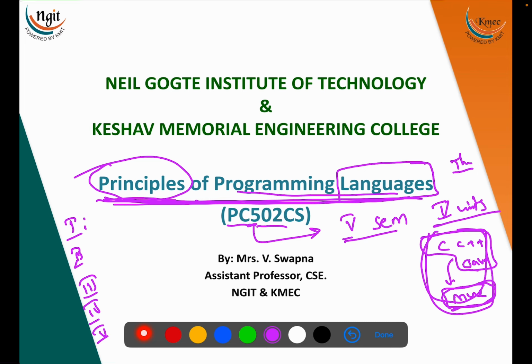So the first unit is about what? Preliminary concepts. We'll talk about preliminary concepts of PPL. The second unit is about data types. It is very true that all the languages will not have the same set of data types. C will support some data types, C++ will support some, Python will not support some. So these kinds of data types which are supported in programming languages, that part we'll discuss as part of the second unit.